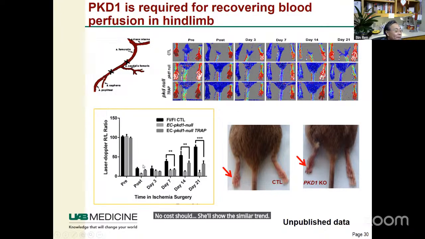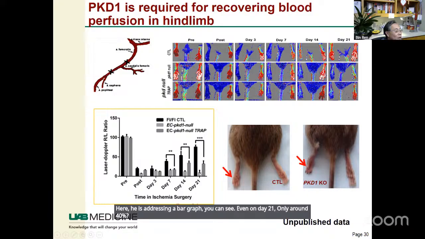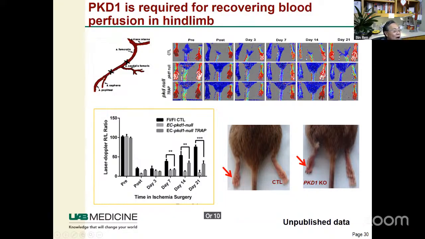Here is the bar graph. You can see, even at day 21, only around 40% or 10% recovery of blood supply in the animals with PKD1 deficient vascular endothelial cells. And also, you can see here, in the endothelial PKD1 knockout mice, there's necrosis. The nail is black. That means there's necrosis in the hindlimb.